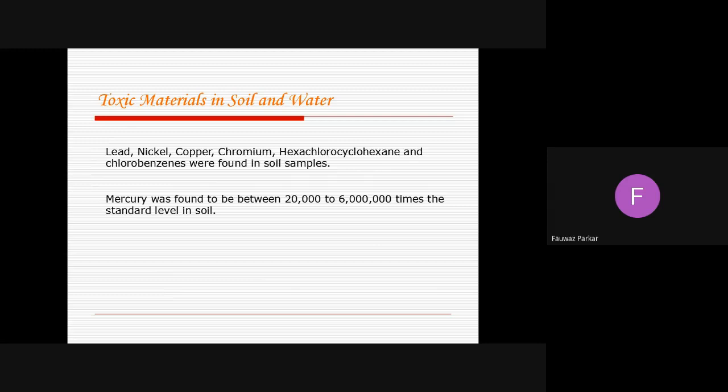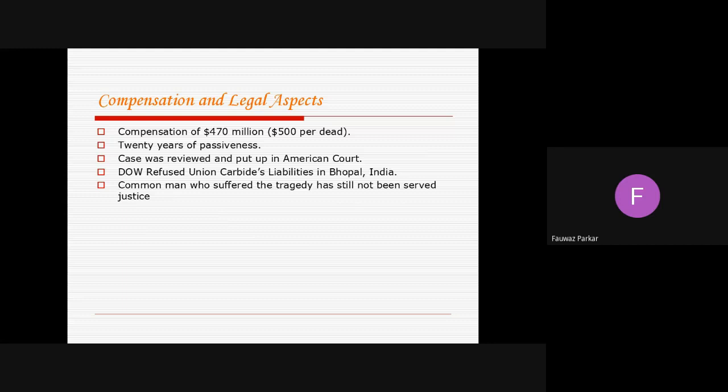Toxic material in soil: hexachlorocyclohexane and chlorobenzene were found in samples. Mercury, which is also a very poisonous substance, was found at between 20,000 and 60 lakh times the standard level in soil. Because they had just dumped it, it was not safe, as the fertility of the soil would decrease. Even if the soil is used for crops, the chemicals are carried into the plants and then transferred to human beings. So these problems are still there. People living in the vicinity of that area are still facing problems.